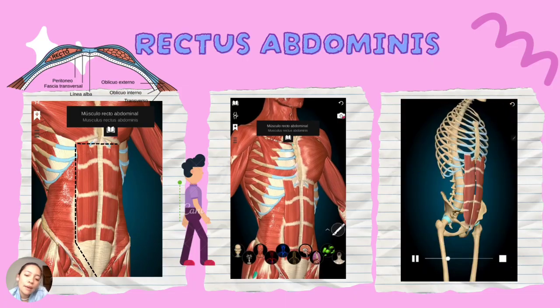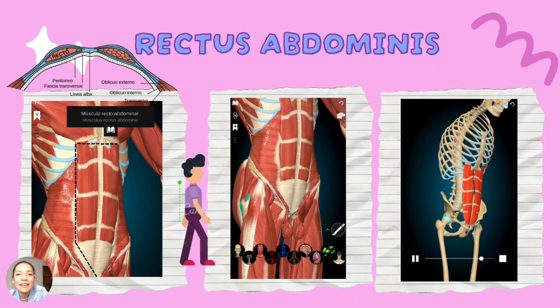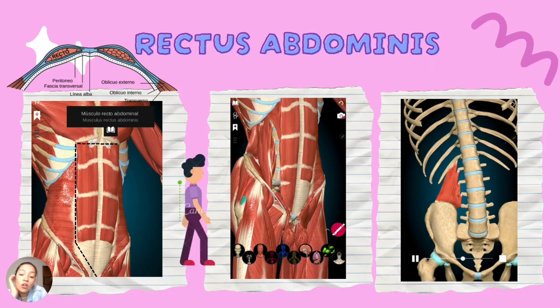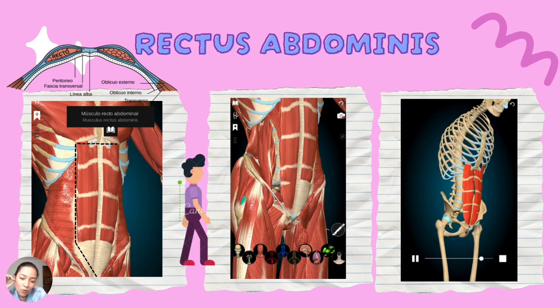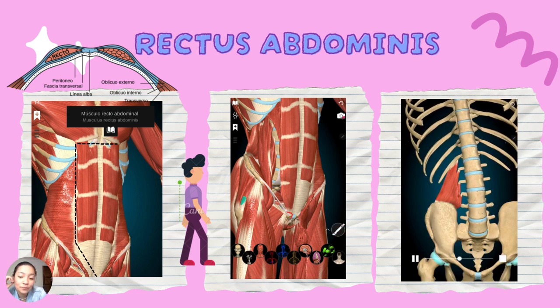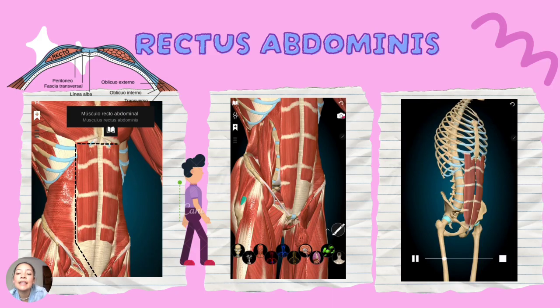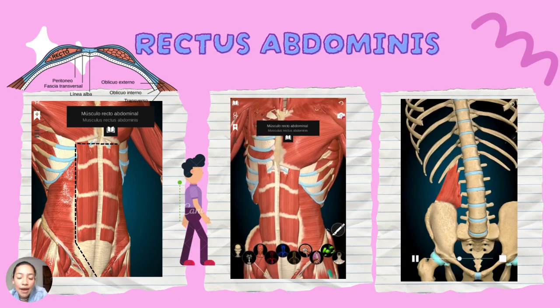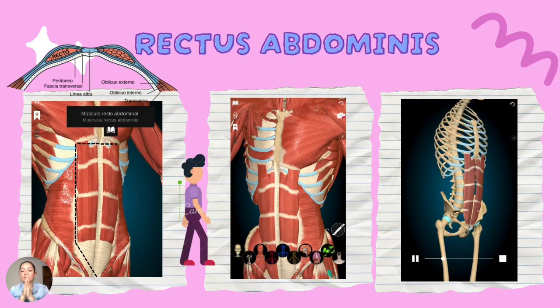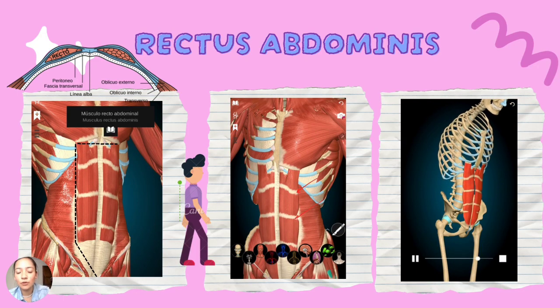It is enclosed by a tendinous sheet called the rectus sheath, formed by the aponeuroses of the flat muscles that we can see in the first image. This sheath has anterior and posterior layers, and also the midline, the linea alba, which is the middle of the six pack, extending from the xiphoid process to the pubis.